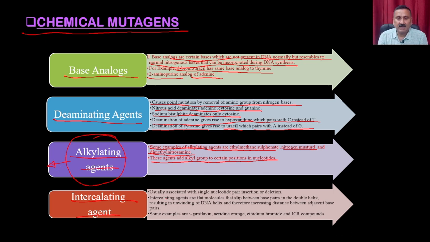And then we have intercalating agents, usually associated with single base pair insertions or deletions. Intercalating agents are flat molecules that slip between the base pairs in the double helix, resulting in unwinding of the DNA helix and therefore increasing the distance between adjacent base pairs. Some examples are proflavin, acridine orange, ethidium bromide and the ICR compounds. Intercalating agents are also very problematic, because they interfere with DNA synthesis, and they also change the normal DNA structure, and that's how they cause mutations.